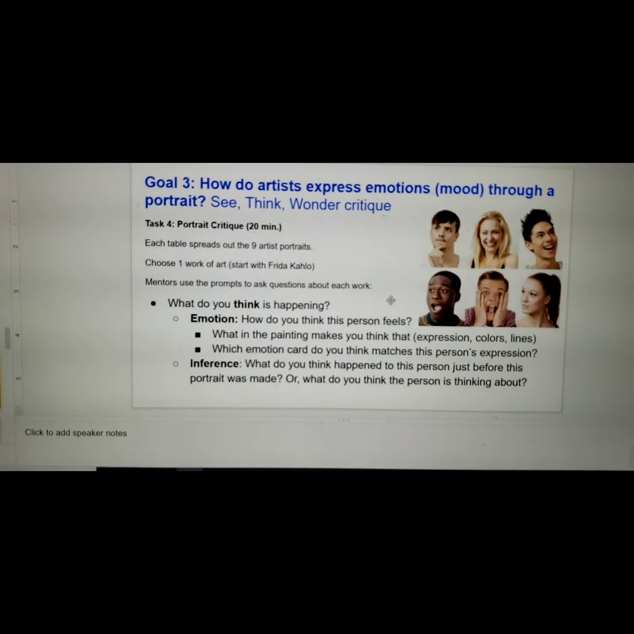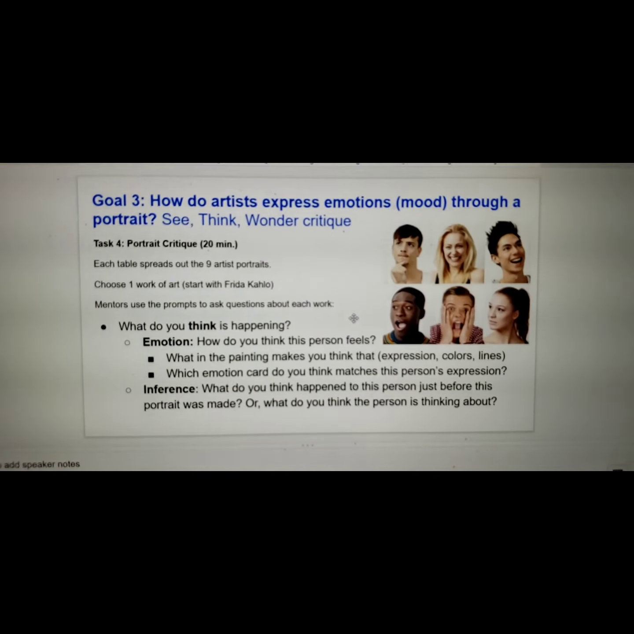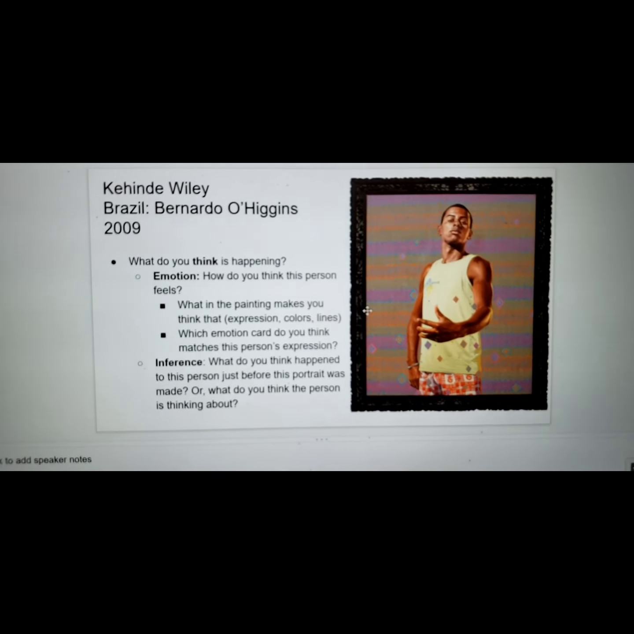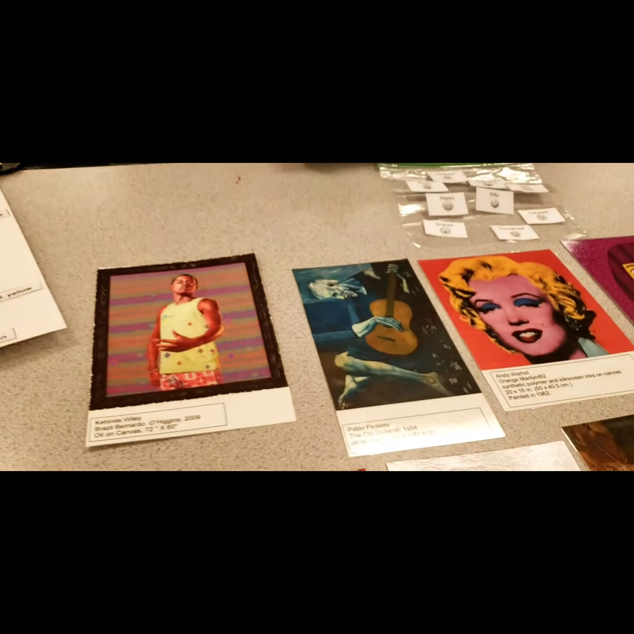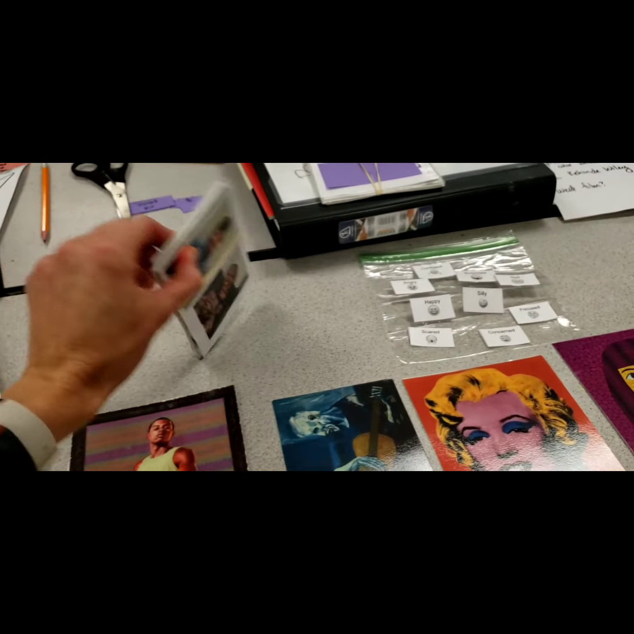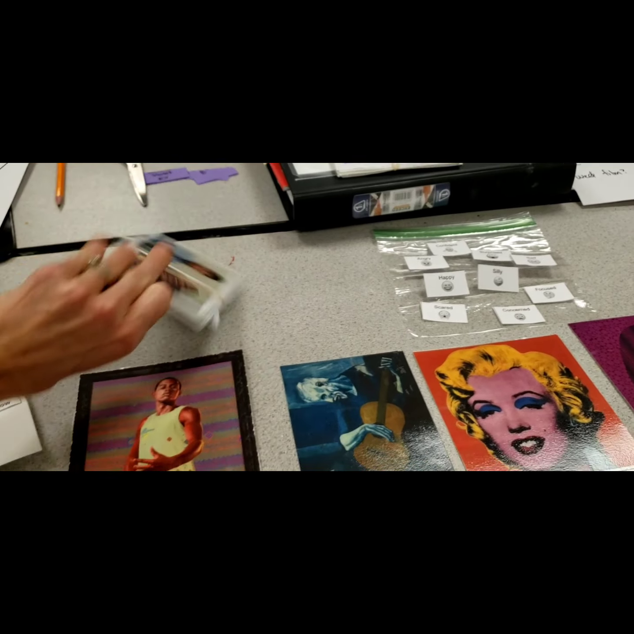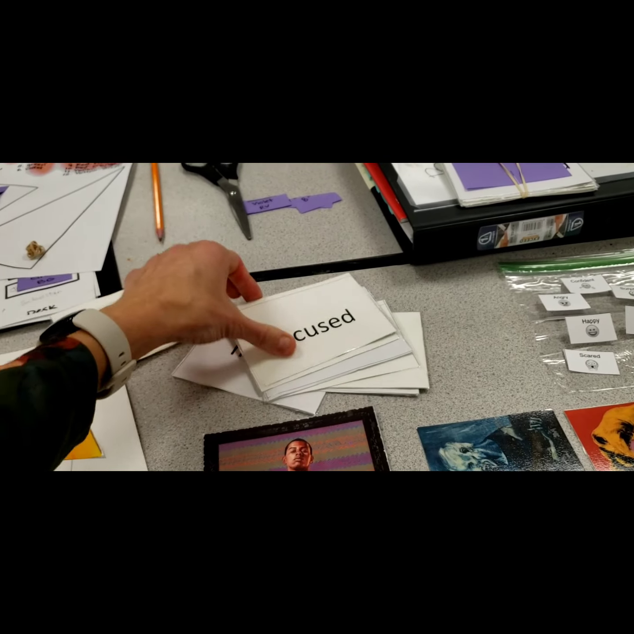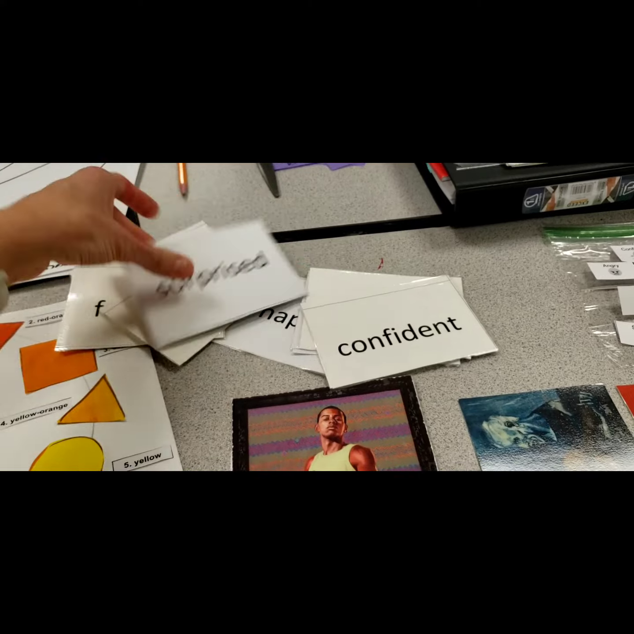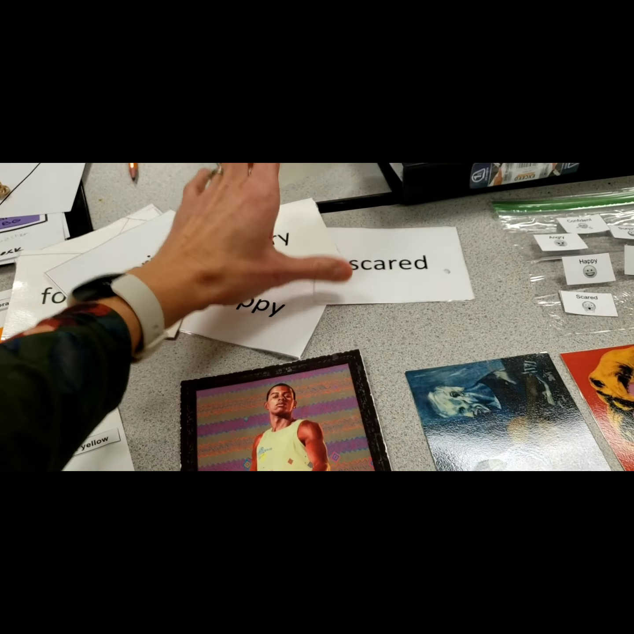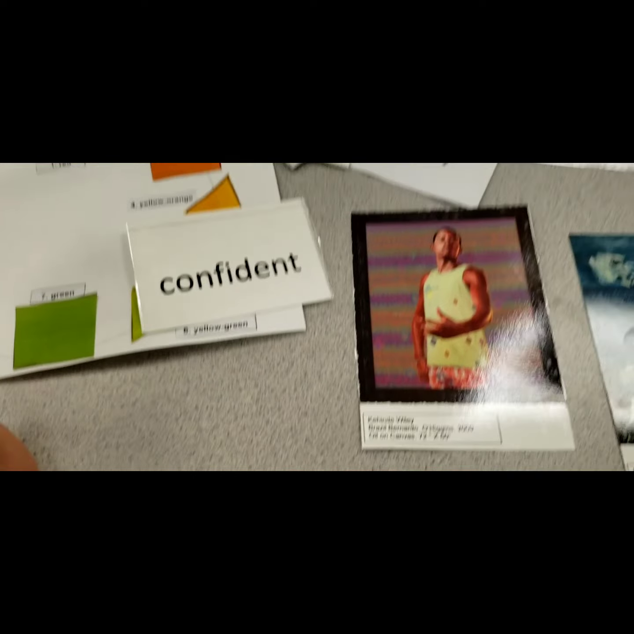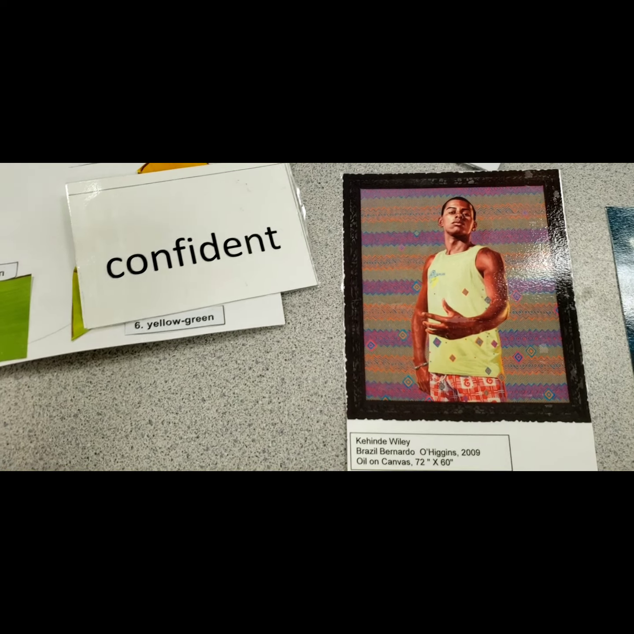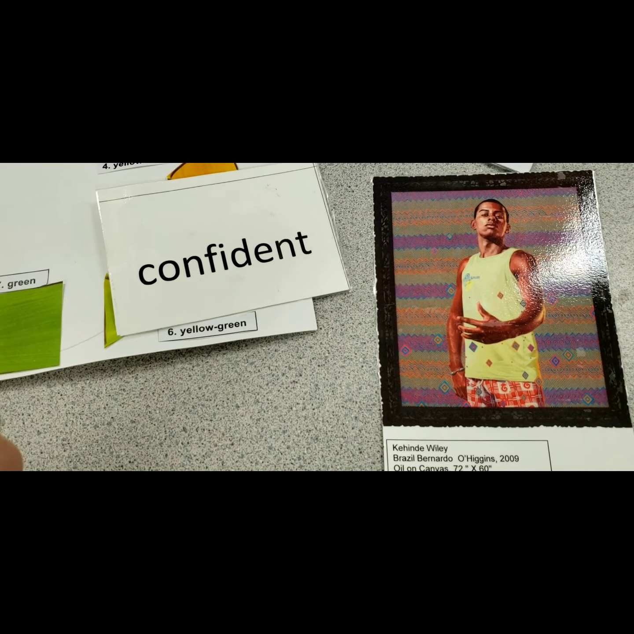The next one is think. So what do you think is happening in this work of art? How do you think this person feels? We've talked about the emotions. We have all of these emotion cards here, so we can go through these and try to figure out which one of these emotions, sad, silly, focused, concerned, surprised, confident, angry, scared, happy, what would we say that this person is showing with his body language and facial expression?